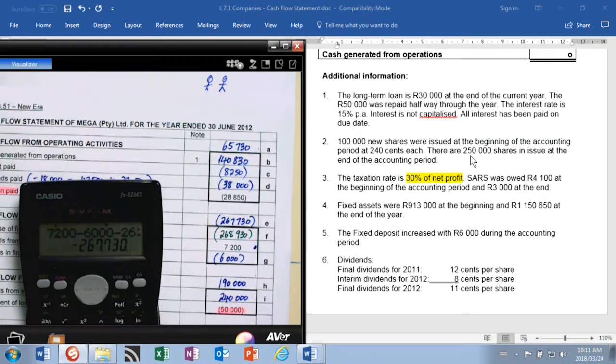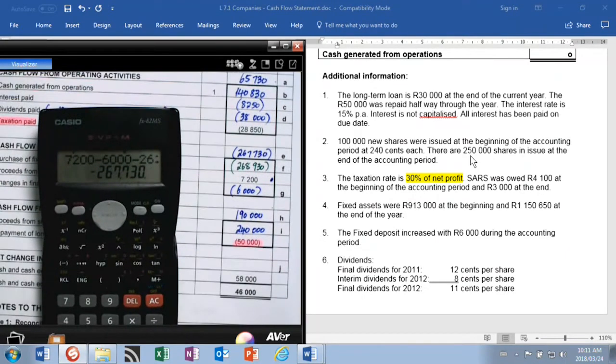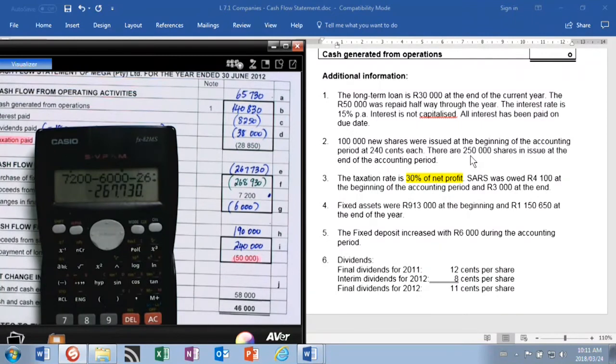If we go back to the cash and cash equivalents, we will say that 58,000 minus 46,000 means that there was 12,000 rand during the year that was paid out in total for that 58 to become 46. Let's check from the top.